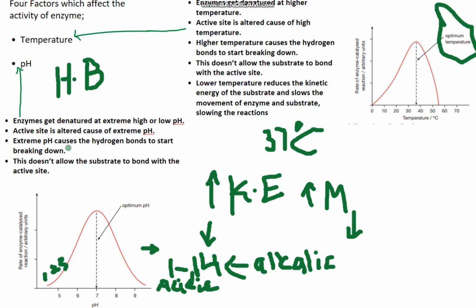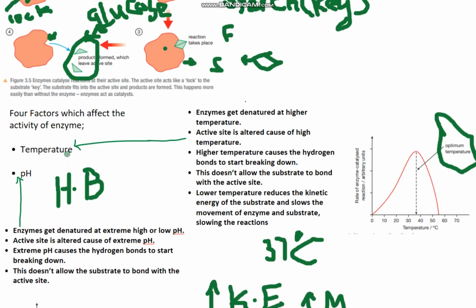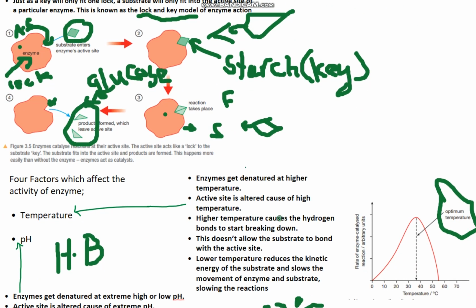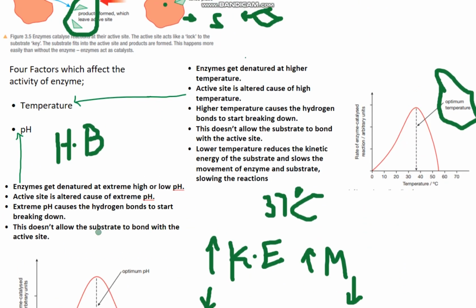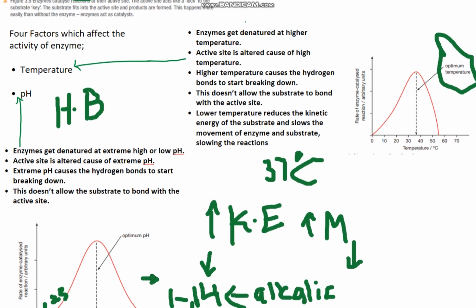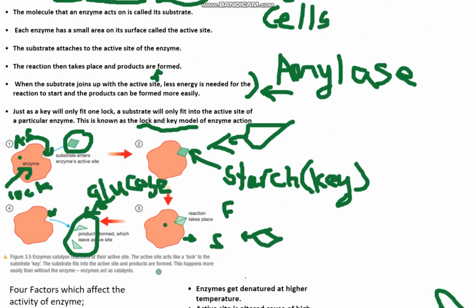This is because enzymes at extreme high or low pH level get denatured, as the hydrogen bonds start to break and the active site is altered because of extreme pH. The same applies here as with temperature affecting the enzyme, and it doesn't allow the substrate to bond with the active site. So it is almost the same thing as the temperature.